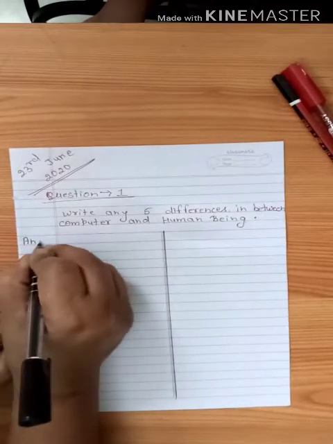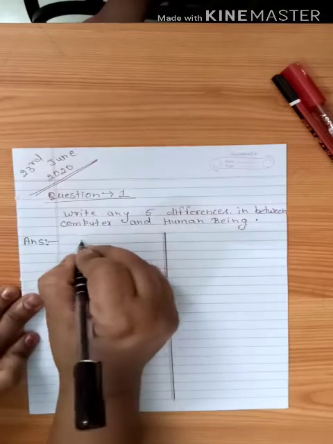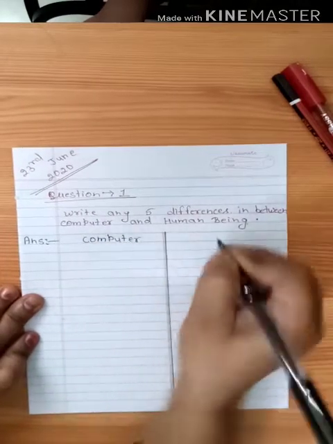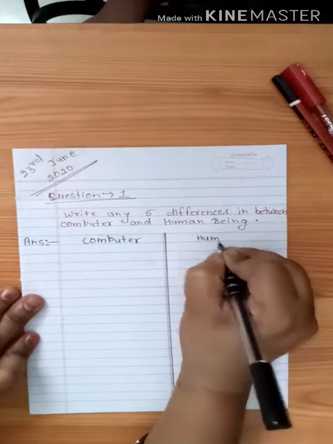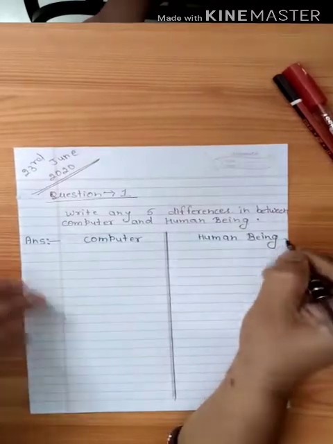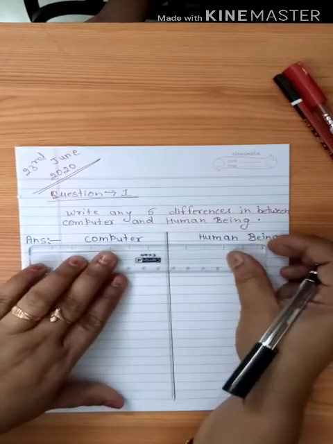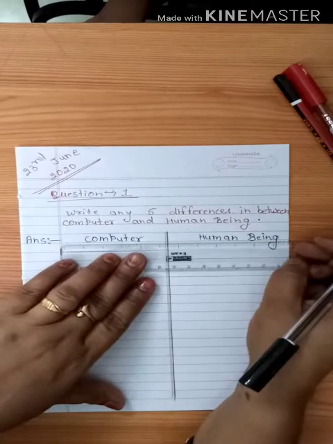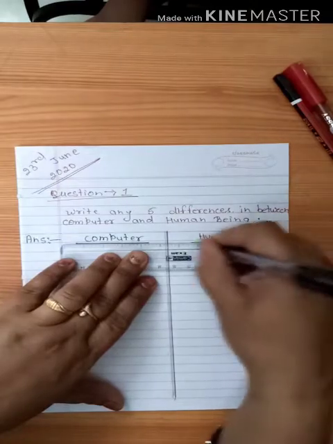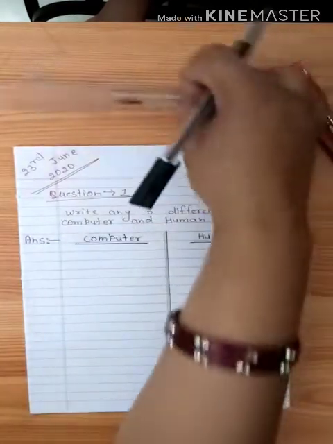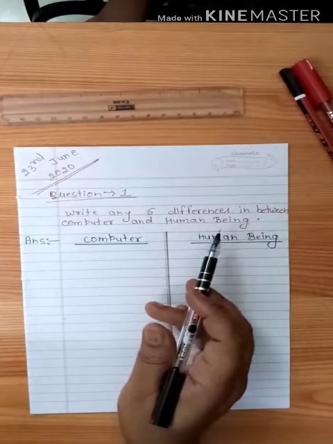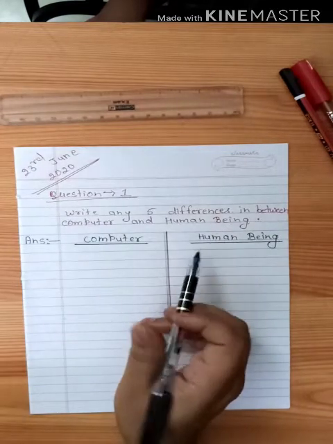So here is the answer. In the first column I am going to write computer and in the second column we have to write human being. Again, give an underline: computer, and here human being. Now what you have to do? Write any 5 differences in between computer and a human being.